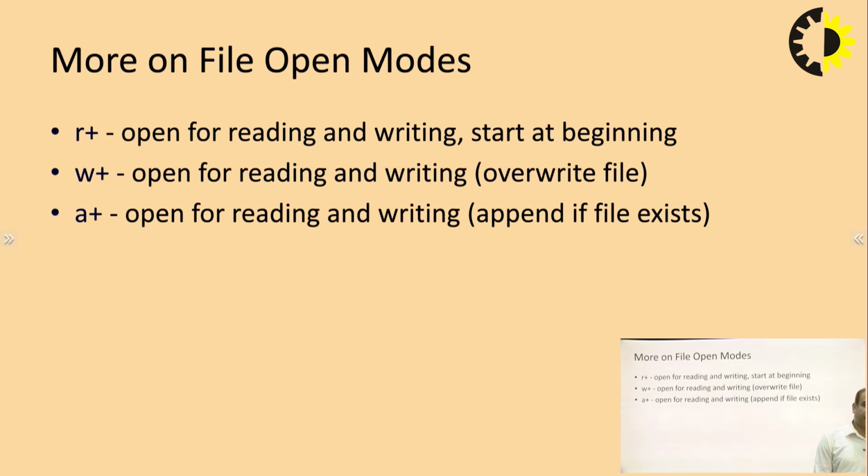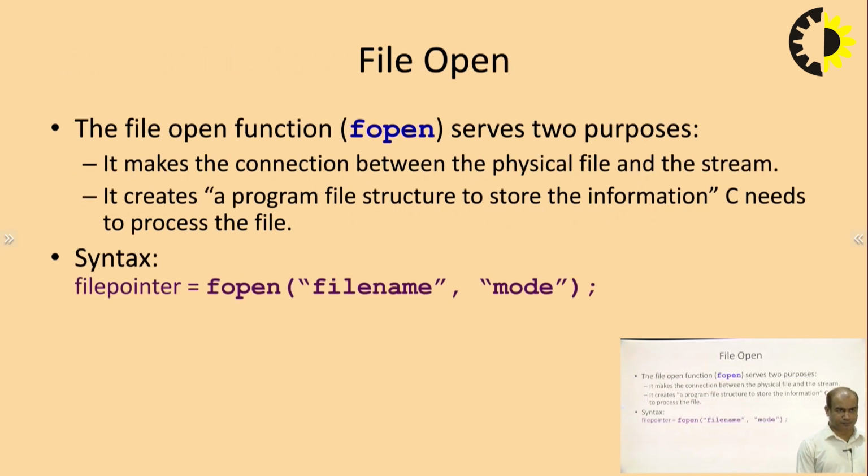Also, we can use some more open modes like r+, w+ and a+, where a plus symbol is associated with these modes. When opening with r+ mode, the file is opened for reading and writing starting at the beginning. If we are using w+, we open for reading and writing or overwriting that file. a+ means we open for reading or writing in append mode if the file exists.